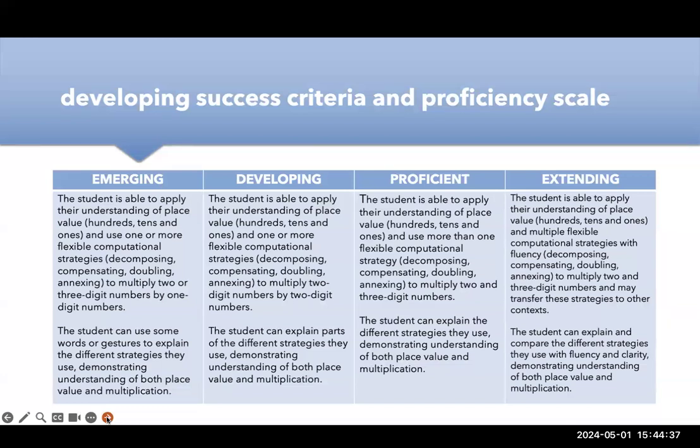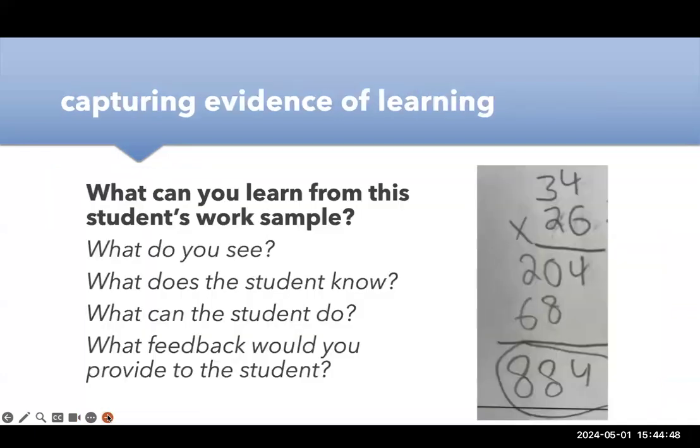So initial, partial, complete, and extending. Again, so that I can look and see what next steps are for some students, and that they can use that in their self-assessment and goal setting as well.